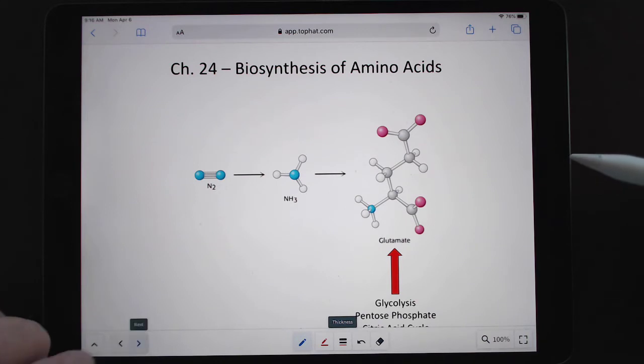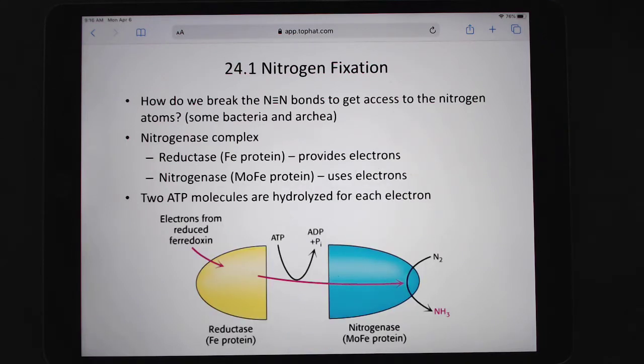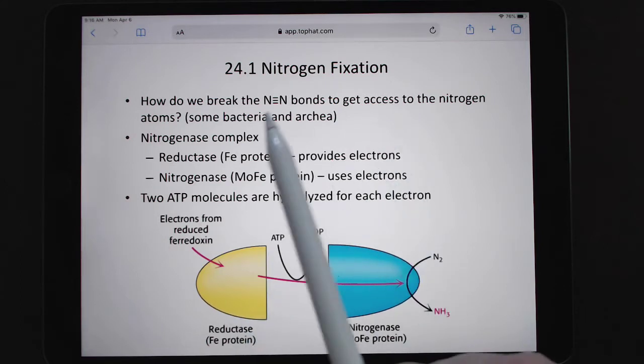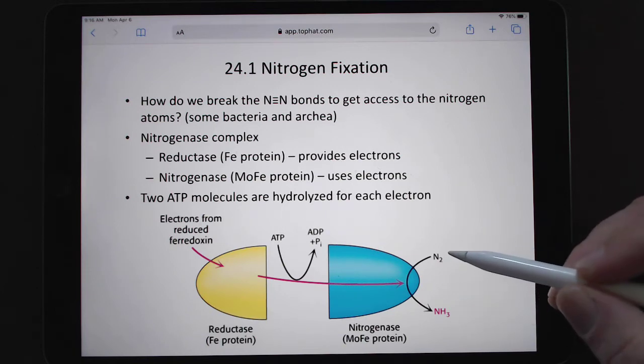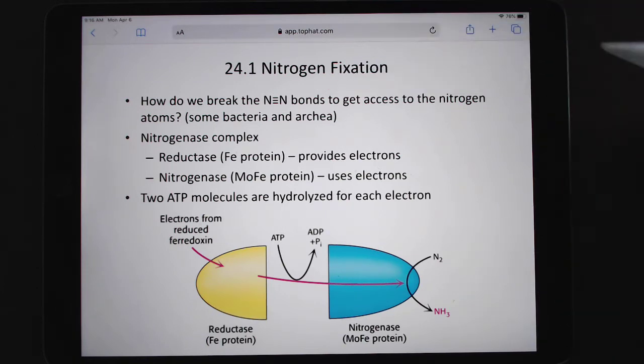And so the first part of this is called nitrogen fixation. This is done primarily by bacteria as well as certain archaea, and they will reduce nitrogen gas down to ammonia. The problem is that nitrogen gas makes up something like 78% of our atmosphere. It's incredibly inert, and so breaking that triple bond is incredibly energetic. It requires a lot of electrons, a lot of reducing power.